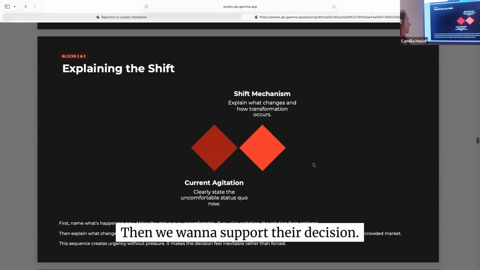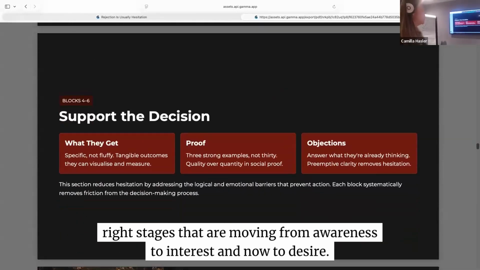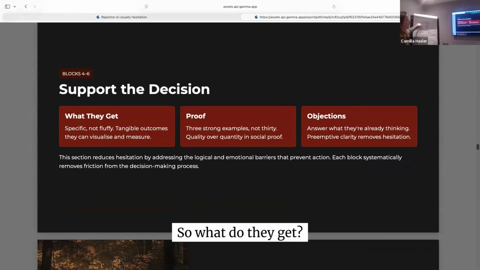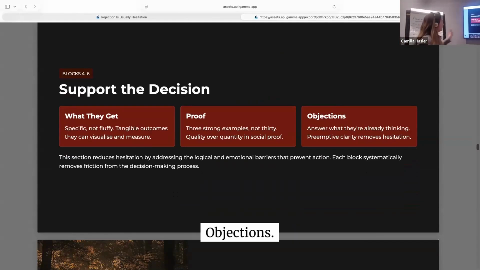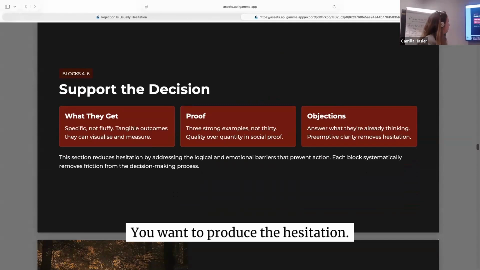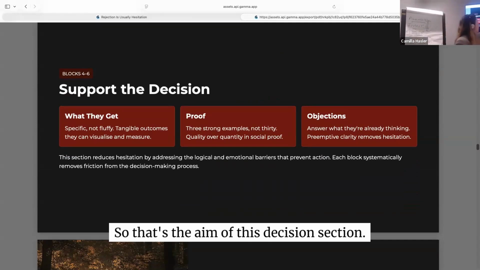Then we want to support their decision. Going back to what I shared earlier, right? Stages, they're now moving from awareness to interest and now to desire. So now we want to support their decision, build that interest into decision and desire. So what do they get? What is the proof that you have that your offering really works and will work for them? Objections. What are they already starting to think? What are they worried about? You want to reduce the hesitation of your buyer, right? So that's the aim of this decision section.